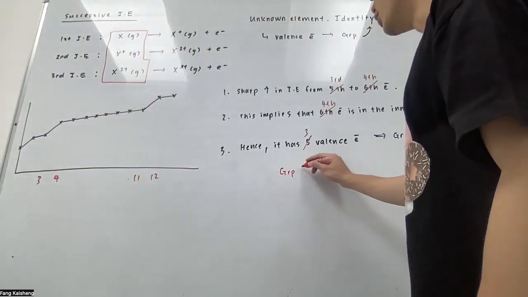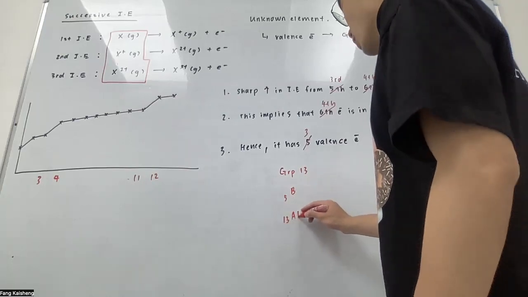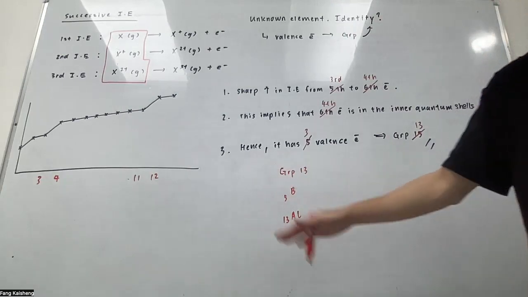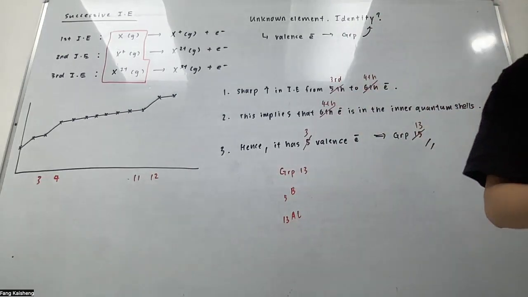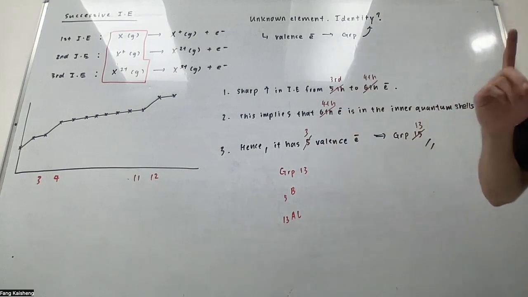Your group 13 will look something like this. Boron, and then afterwards it's aluminium. You won't really discuss anything below aluminium. Everything else is a little bit bigger already, like gallium and all that. Not very commonly tested. Can you tell me, can it be either one of them, or is it definitely one of these answers?